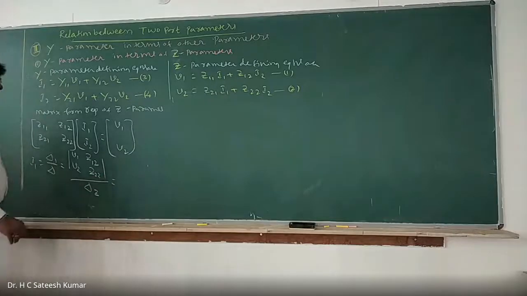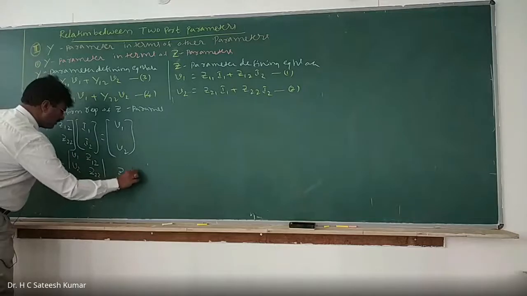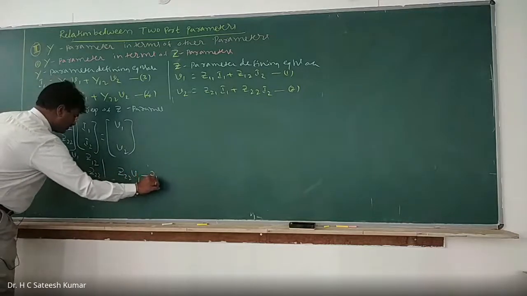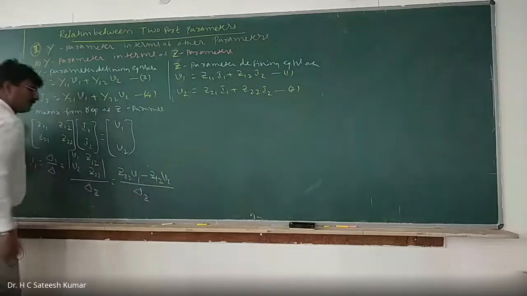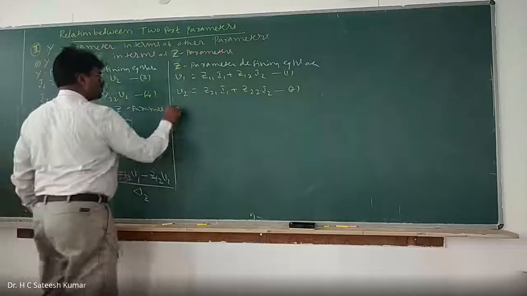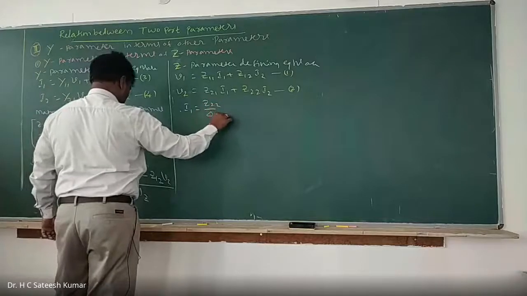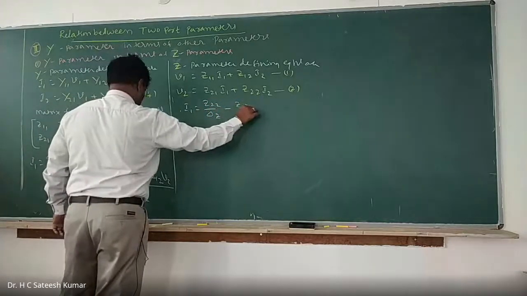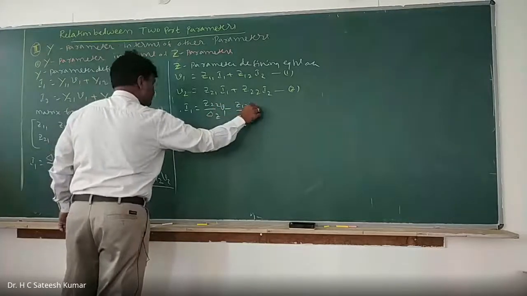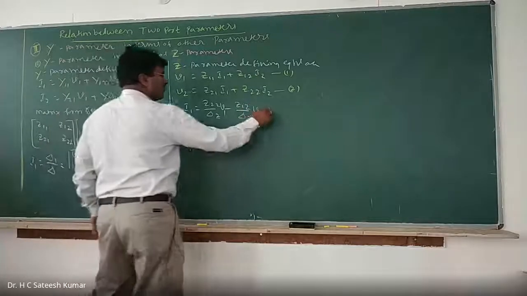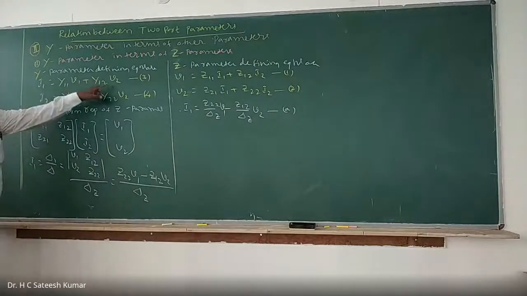I1 is equal to what is that you can write? Z22 into V1 minus Z12 into V2, whole divided by delta Z. Therefore, I1 is equal to what? Z22 divided by delta Z into V1 minus Z12 divided by delta Z into V2. You call this as equation number A. Now you see this. I1 in terms of V1 and V2. We get it. Okay, right?